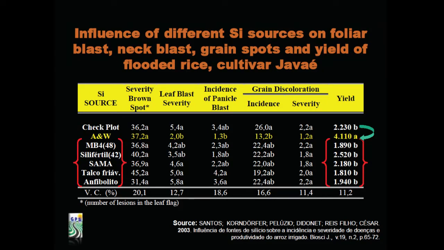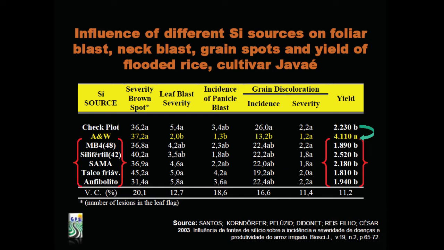Here is some of our research. This is a rice field experiment, where we have at least six different silicon sources, and only one of them was effective. Albright-Wilson, the second one, gave almost double the yield, from 2,200 kilograms of rice up to 4,100 kilograms of rice. When we look at all the other silicon sources, we couldn't see any difference between them and the control, the check pot.